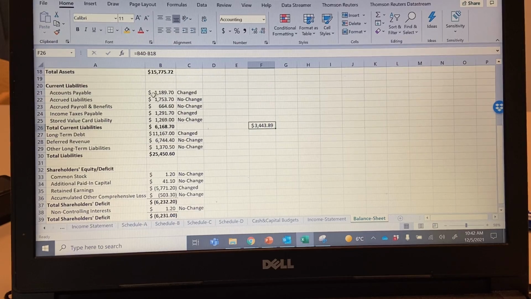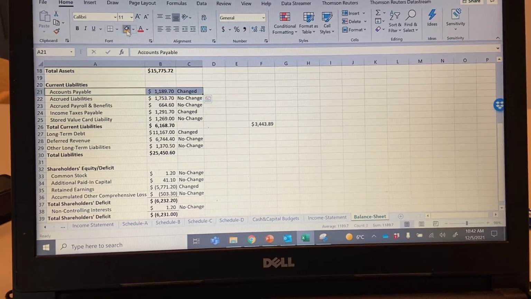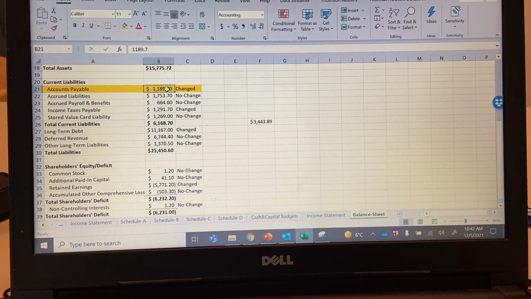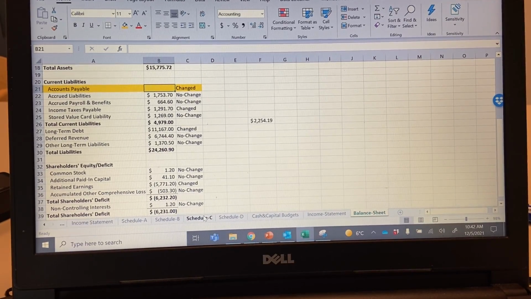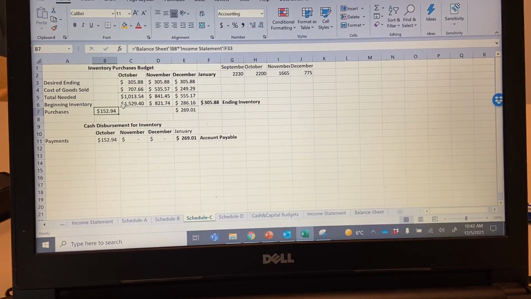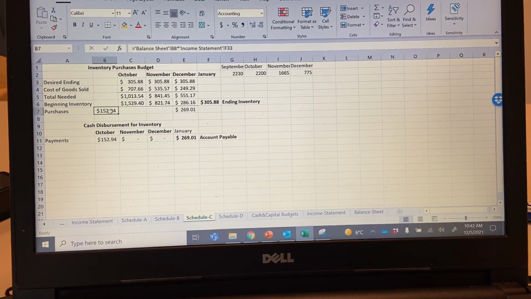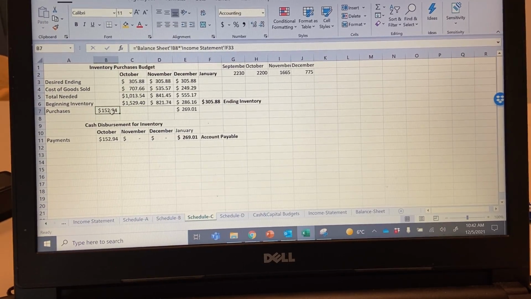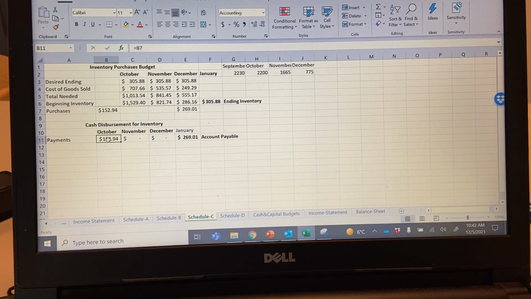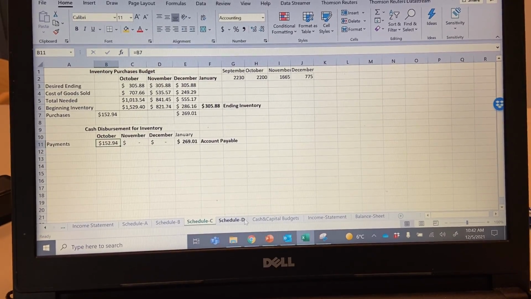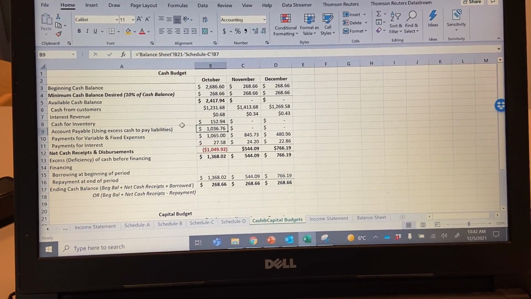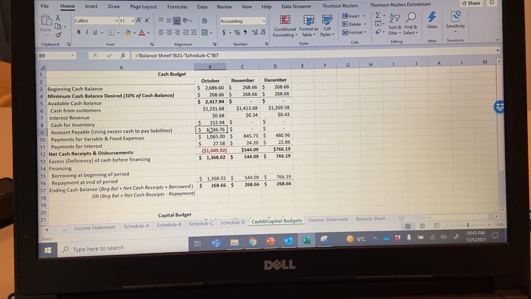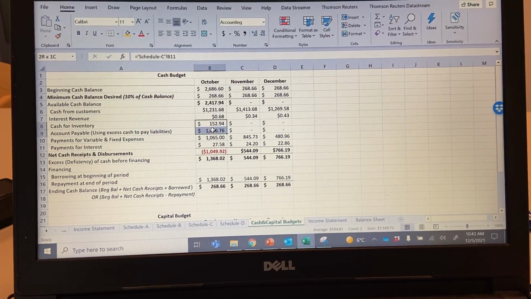So accounts payable, this changes. So I'll highlight this. It's not going to be 1889. Okay, we've actually paid this completely. If we look at Schedule C, we have 15294. This is a purchase that we pay for in October. Okay, so this is part of the account payable. And when I look on the cash and capital budget, we also, in October, paid the remaining account payable.